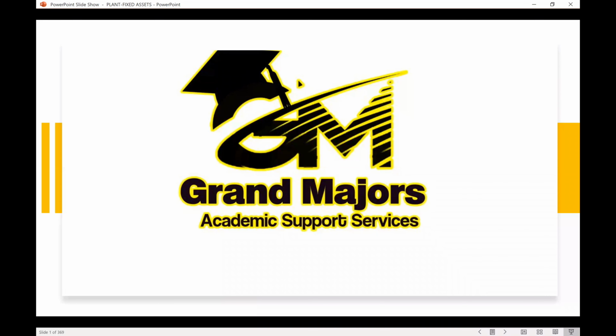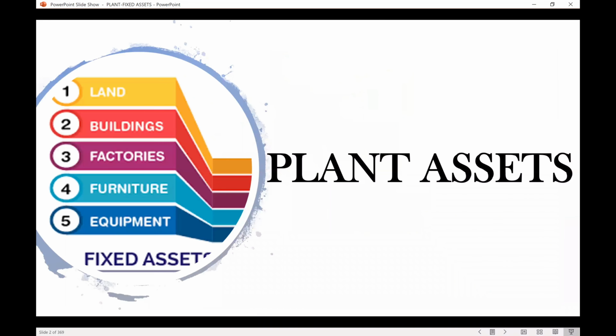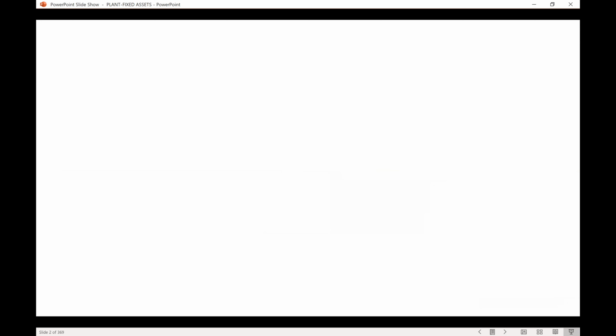Our focus for this session today is on plant assets. Last week we looked at financial assets, and we know that financial assets are current assets. So today we're putting our focus on another type of asset, finding out what it is, how we account for it, and working a few questions after. So, what are plant assets?